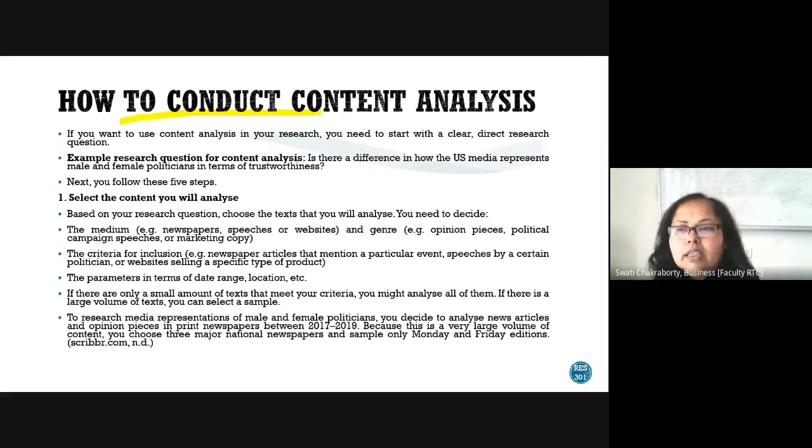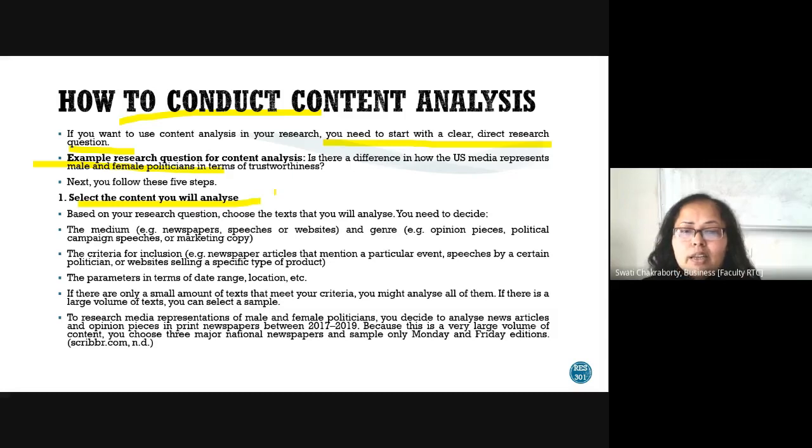How do we conduct a content analysis? When you use content analysis in your research, you need to start with a clear, direct research question. So, for example, if you have a question: is there a difference in how US media represents male and female politicians in terms of trustworthiness? What are the next things that you do? You have to conduct 5 steps.